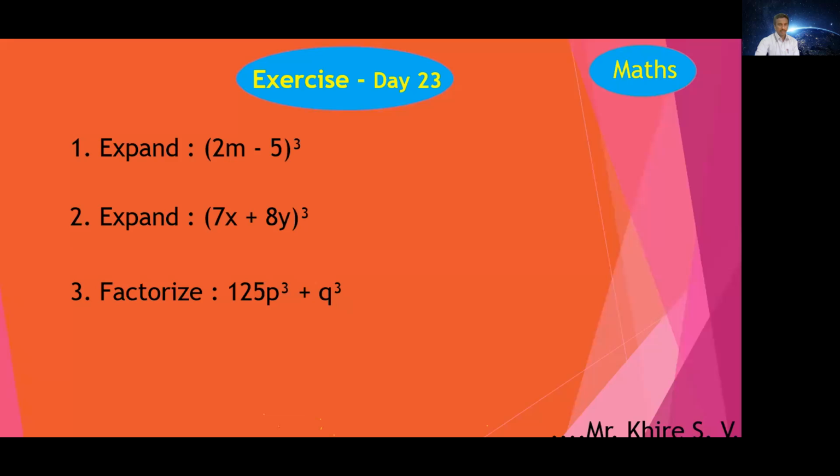Okay. Next example is factorize x cube minus 64y cube. For this example, you have to use the identity a cube minus b cube. Okay. Got it, all of you?